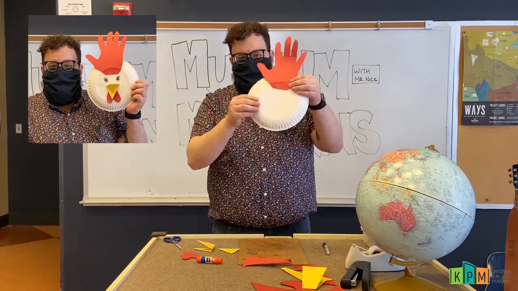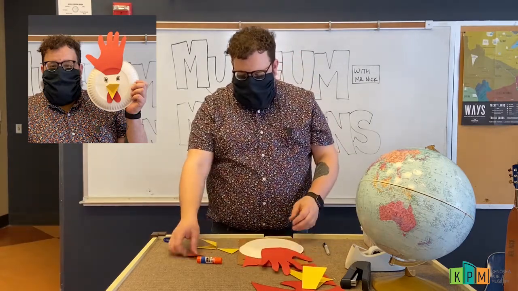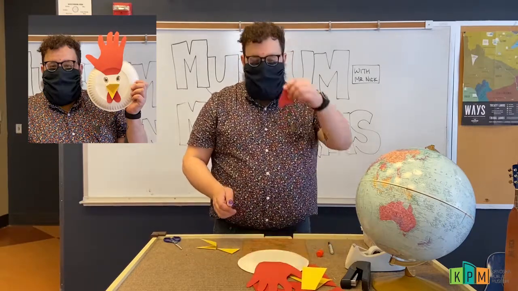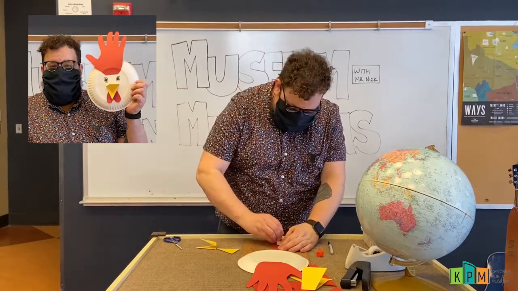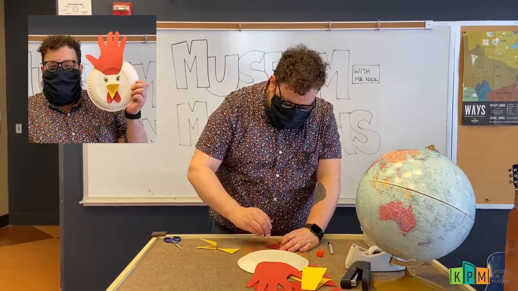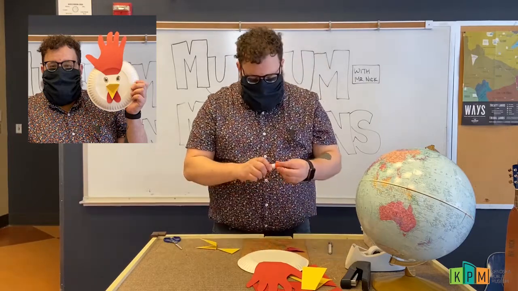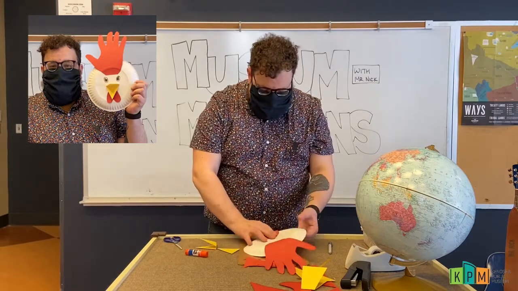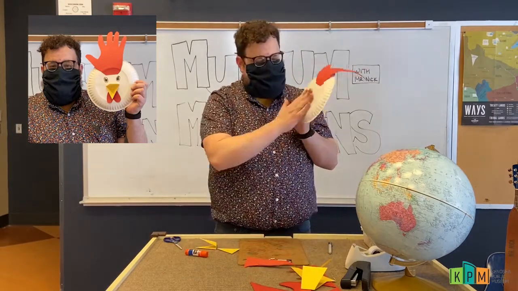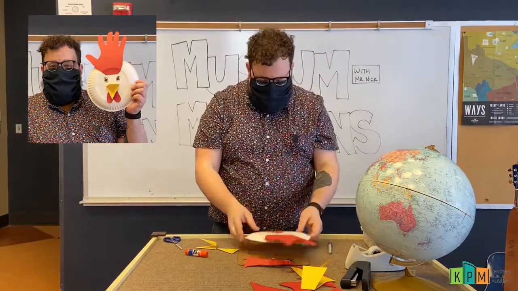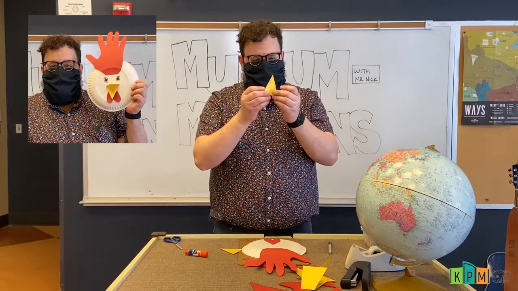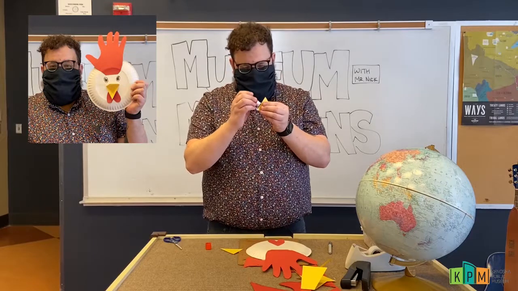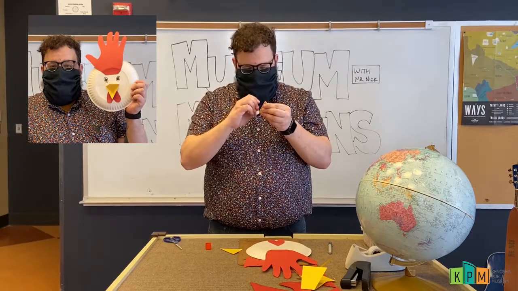There we go. And now I'm going to take some glue and glue on this heart shape, the wattles around my chicken beak. I'm going to glue that kind of right there. And now I'm going to glue on my chicken beak. I'm going to put just a little bit of glue right on this sort of middle part here.